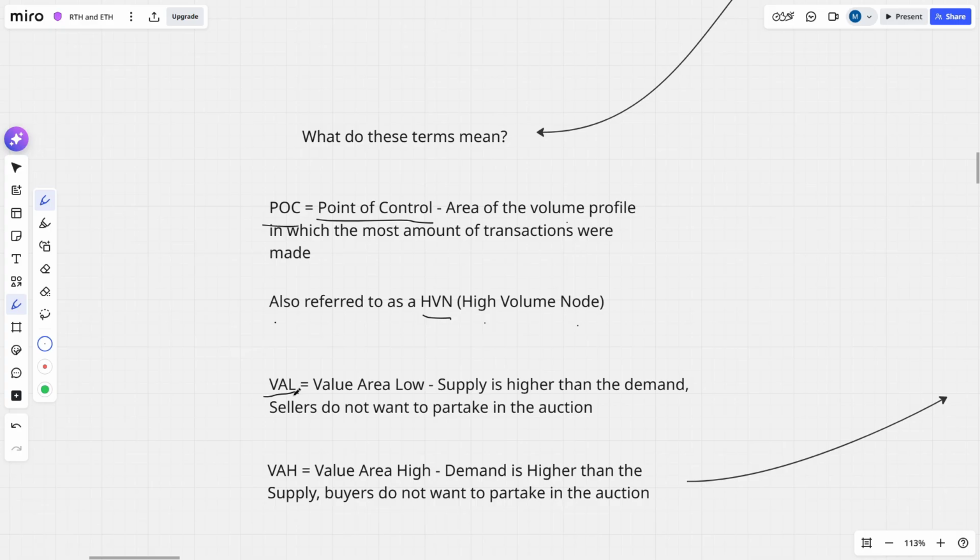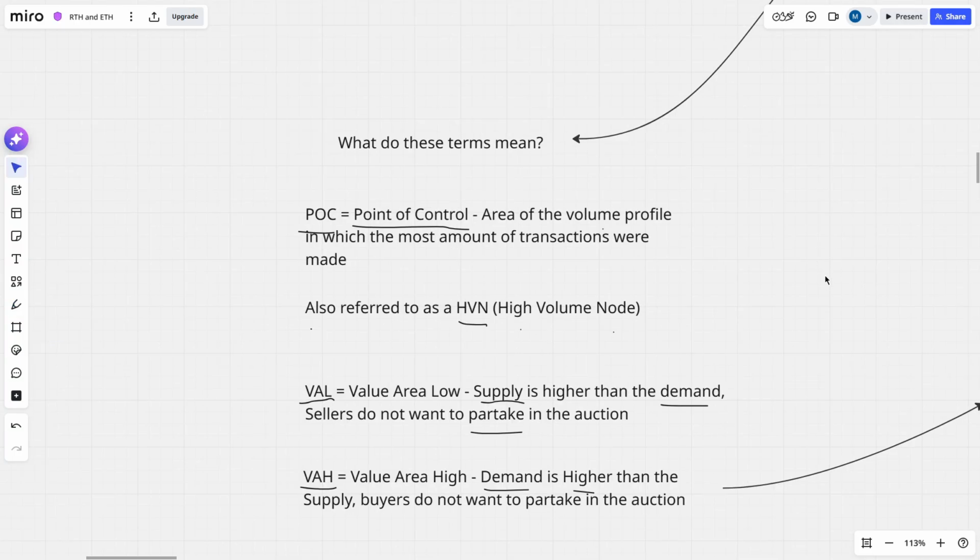And then the value area low is where supply is higher than the demand and sellers do not want to partake in the auction because they believe that these prices are too low for them to sell. Value area high is where demand is higher than the supply and buyers do not want to partake in the auction because they believe that the market is in too much of a premium for them. So now what does that look like on an actual chart?